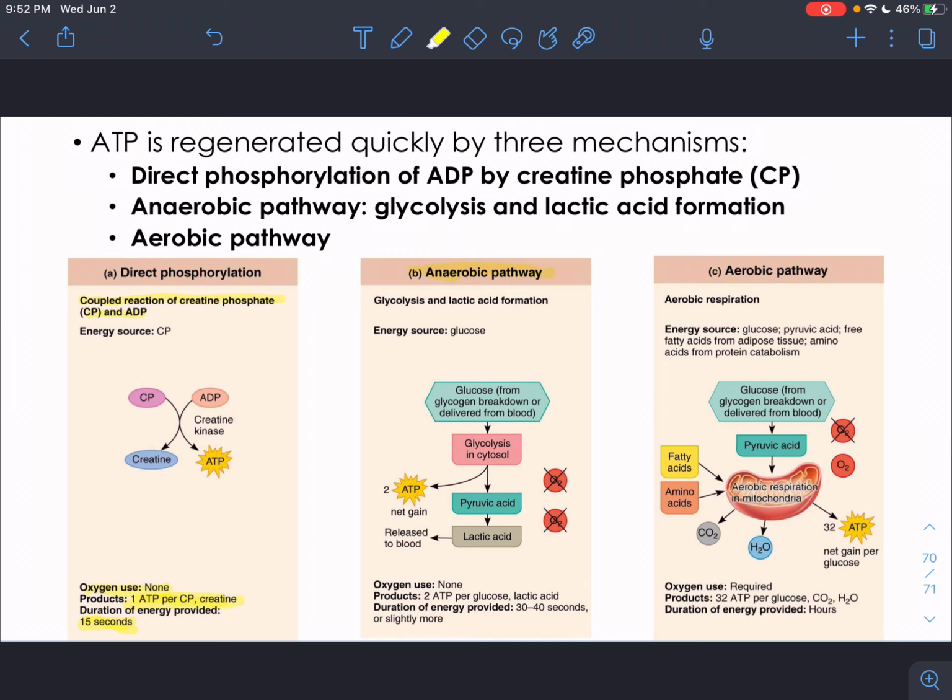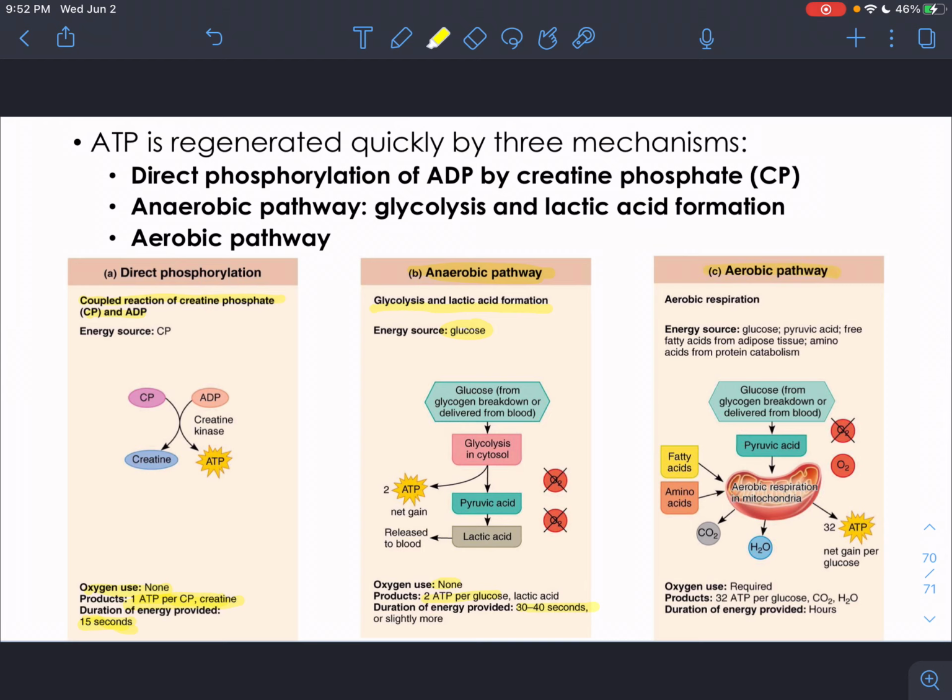We have an anaerobic pathway, which is glycolysis and lactic acid formation. So we use glucose. You don't need oxygen, so anaerobic means no oxygen. You produce 2 ATP per glucose and lactic acid. Provides about 30 to 40 seconds of energy.